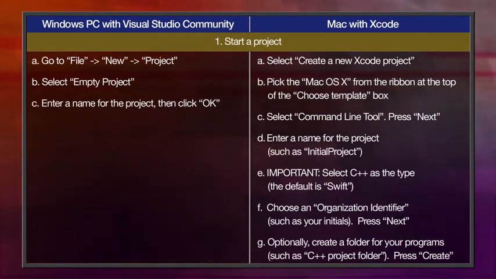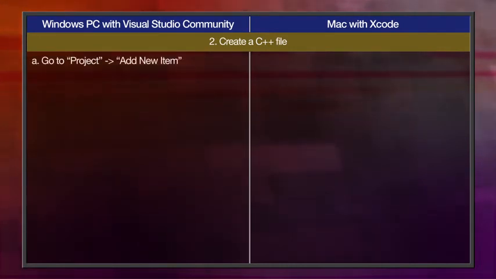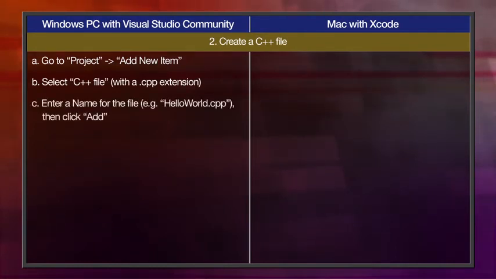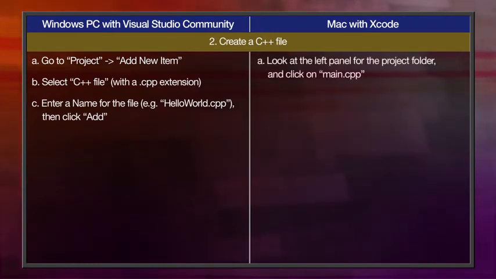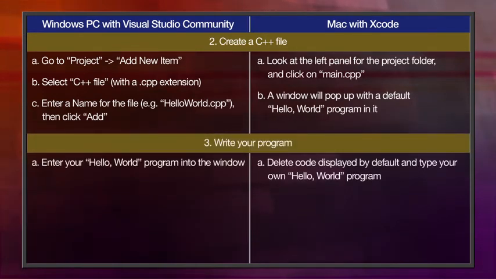Now, once a project is created, you'll need to have an actual C++ file that will hold your program. In Visual Studio, you'll need to add a new item to your project, and that new item will be a C++ file. You get to choose the name of the C++ file. In Xcode, the file will be provided automatically, and it will have the name main.cpp. You just find the file listed under the project folder and click on it. Once that's done, you'll be able to enter your Hello World program or whatever code you want to write.